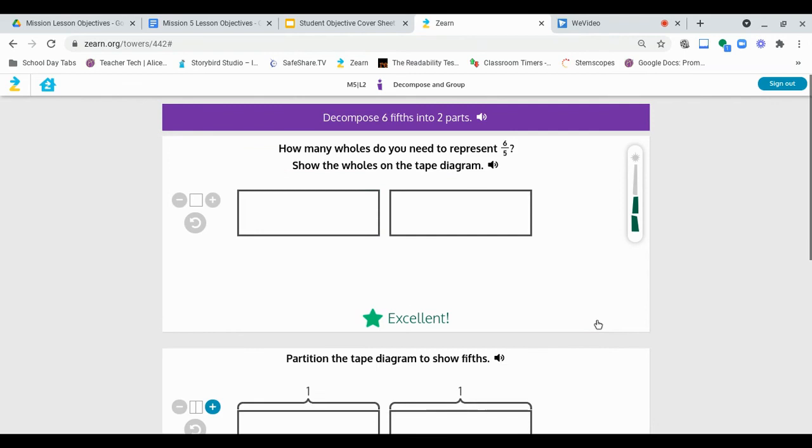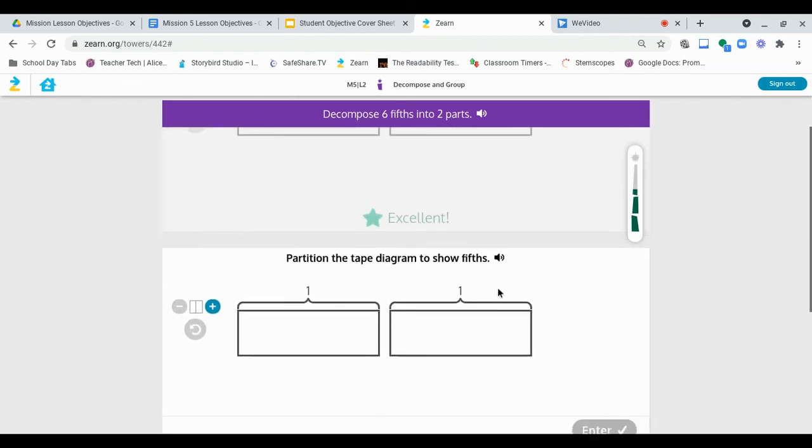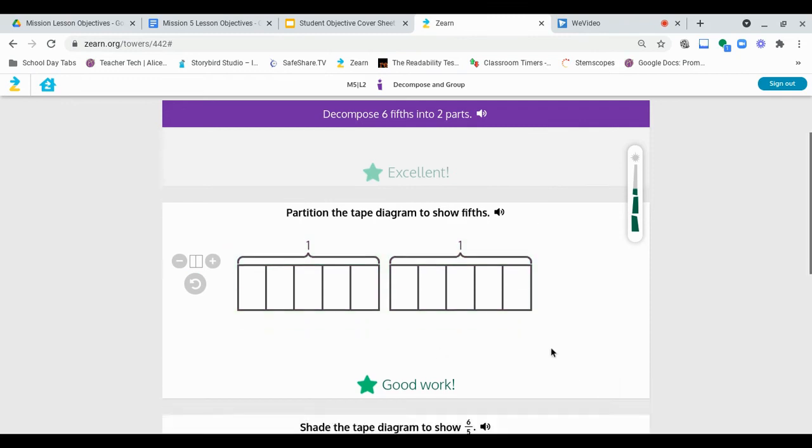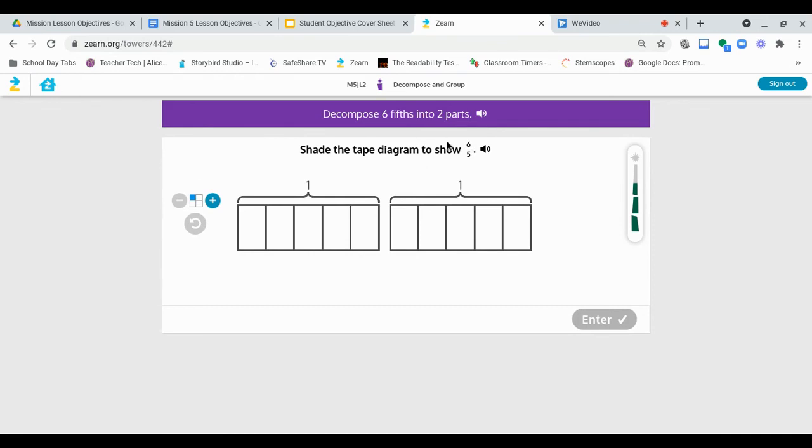Excellent. Now it wants me to partition the tape diagram to show fifths. So I need to make each one of these fifths. Notice it does it to both here, which is fine. So I have fifths now. 1, 2, 3, 4, 5. Each of these tape diagrams is representing 1 whole. Now I need to shade the tape diagram to show 6/5. How many do I need to shade? 6. 1, 2, 3, 4, 5, 6. And this is why I needed more than 1 whole. You got it.